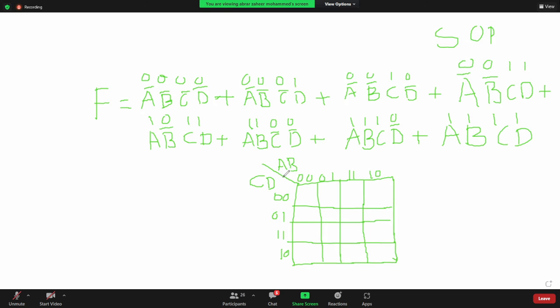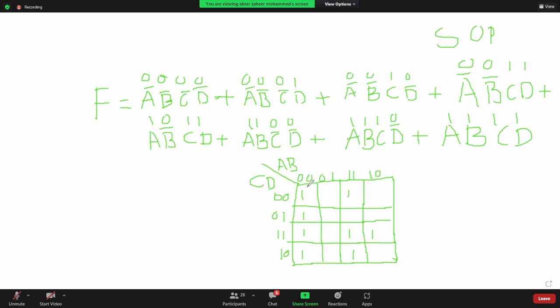For 0 0 0 0, here we write 1. For 0 0 0 1, we write 1. 0 0 1 0, we write 1. 0 0 1 1, we write 1. Next is 1 0 1 1, we write 1. 1 1 0 0, we write 1. 1 1 1 0, we write 1, and 1 1 1 1, we write 1.